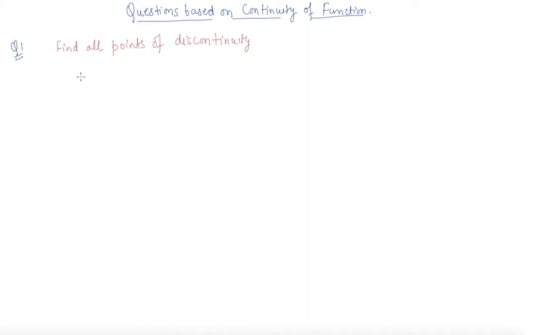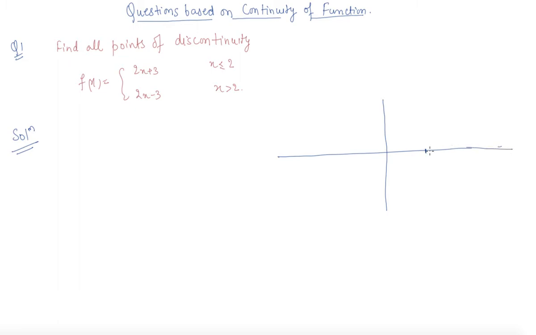So the function given to us is f(x) equals 2x plus 3 when x is less than 2, and 2x minus 3 when x is greater than 2. Students, this is a similar sort of problem that I have discussed in my previous lectures also. The solution goes very easily when you draw the graph of this function. One function is defined for x less than 2 and one for x greater than 2. So this is the critical point, where we need to check whether the function is continuous or not.